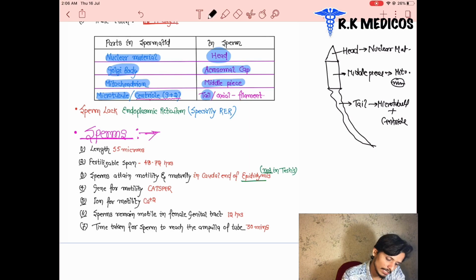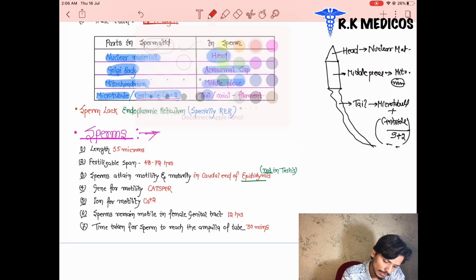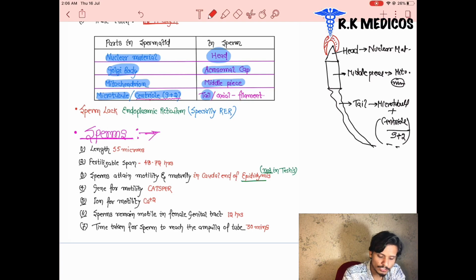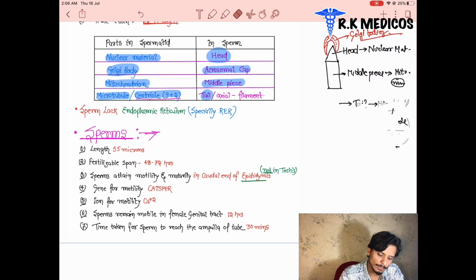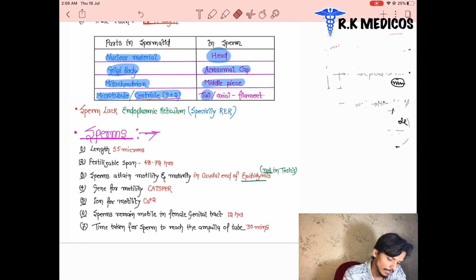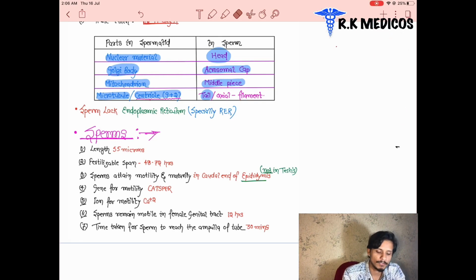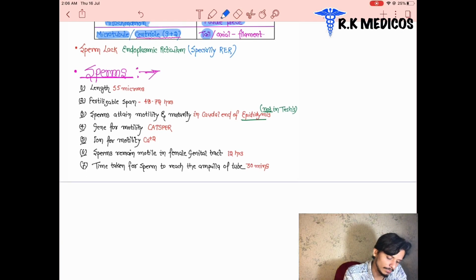And the acrosomal cap is here. Inside it, there are Golgi bodies. These questions are important. Where are the Golgi bodies present in a sperm? Acrosomal cap. In the head, what is present? Nuclear material. So we have to memorize these locations also. Where is the mitochondria located? In the middle piece. Something is absent in the sperm: rough endoplasmic reticulum is absent.